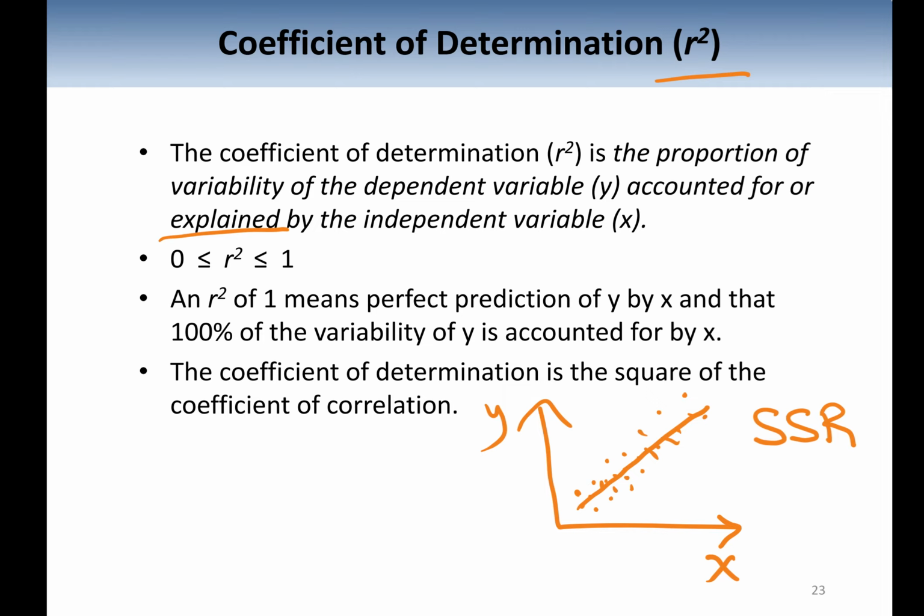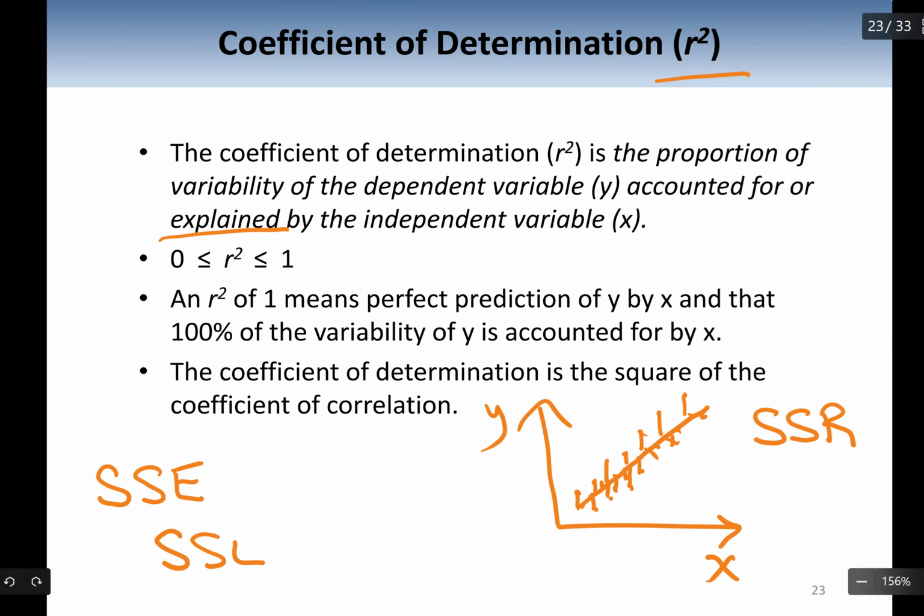There's also another source of variability that we did previously, the sum of the squares of the error. Those were the vertical distances y minus y hat, also known as the residuals. When we take the sum of the squares of the errors and add that to the sum of the squares of the regression, we get the total variability, the sum of the squares of the total.